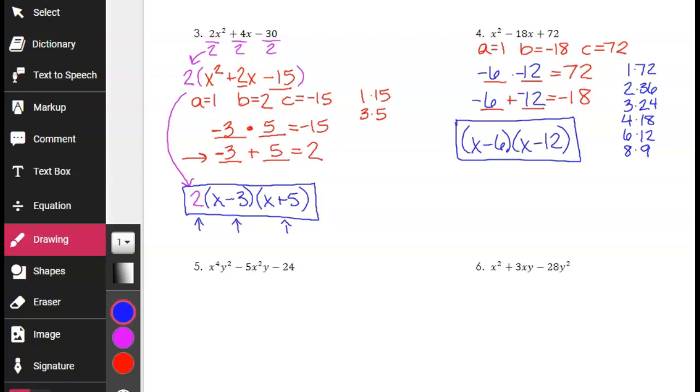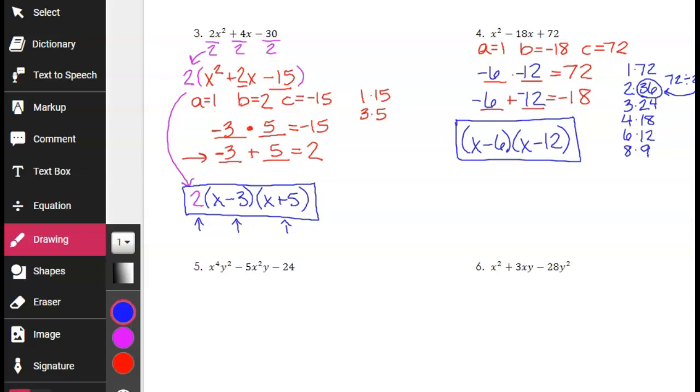So, numbers that multiply to give you 72. 1 times 72. 2 times, well, if you don't know that 36 is what you multiply 2 by to get 72, then maybe you should type into a calculator 72 divided by 2 and see if you get a whole number. If you do, then that's what goes here, and you have 2 nice pretty factors.